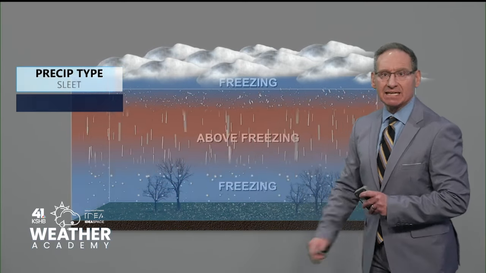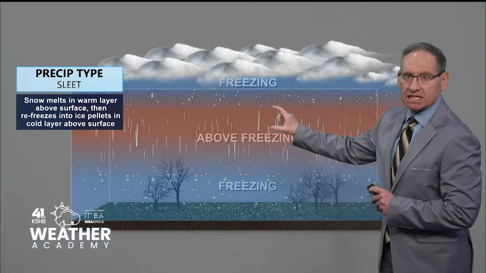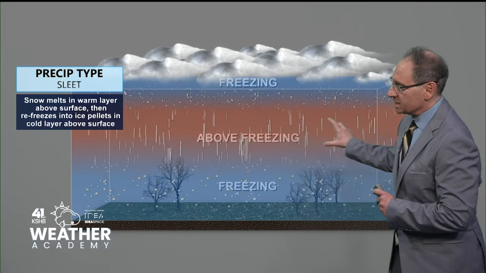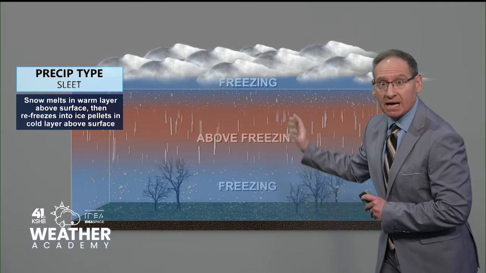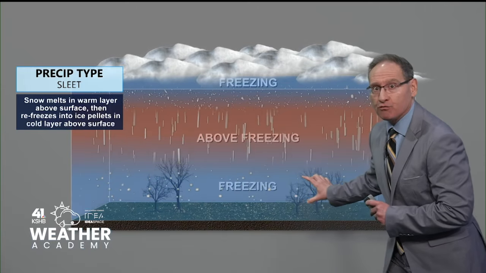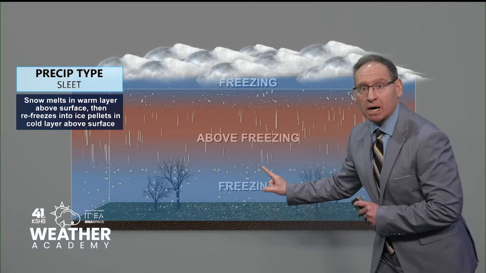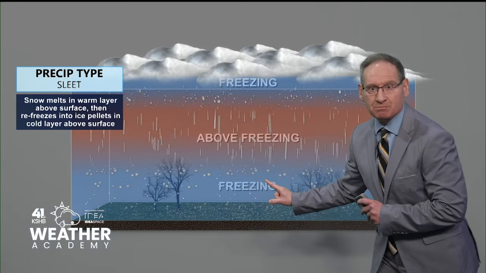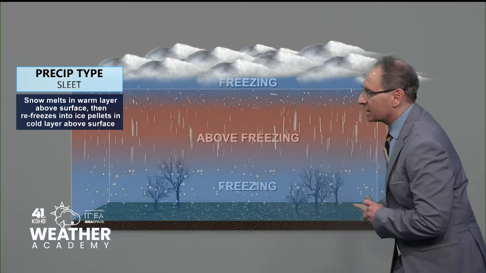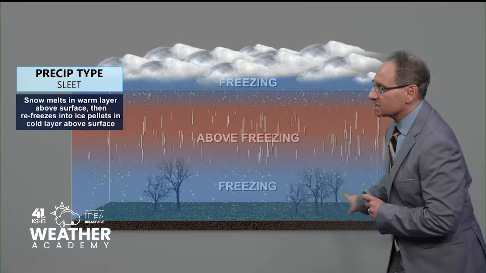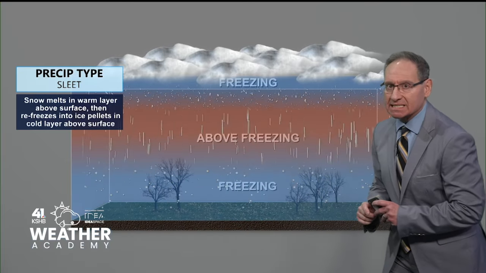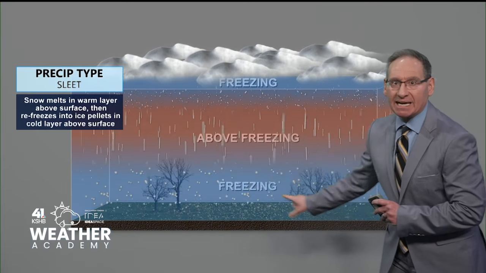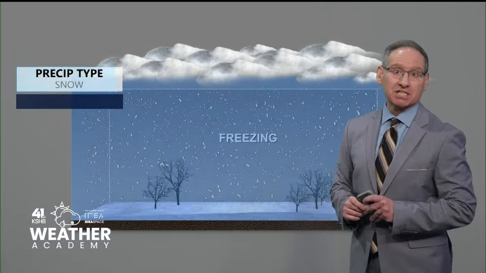Sleet starts as a snowflake up in the clouds, goes through a layer of above freezing temperatures, it melts into a raindrop, and then it gets to a thicker layer below freezing above the surface, and the raindrop freezes into an ice pellet, or sleet, and it hits the ground and it bounces. This still can get slick, but not nearly as slick as freezing rain, and it doesn't stick to the trees. It just bounces off of them.